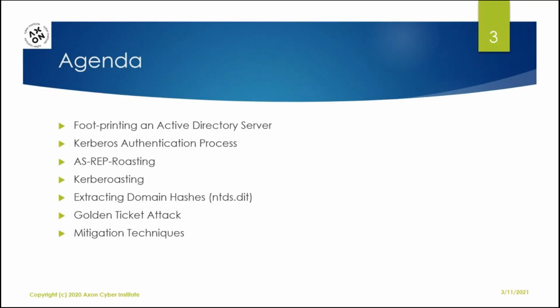And then finally, we will talk about the attack that's called the Golden Ticket Attack. The Golden Ticket Attack comes after extracting domain hashes. So you have to extract the domain hashes in order to perform the Golden Ticket Attack. Of course, these are not all the attacks against Active Directory. There are others, but these are the main ones and the most dangerous ones, okay?